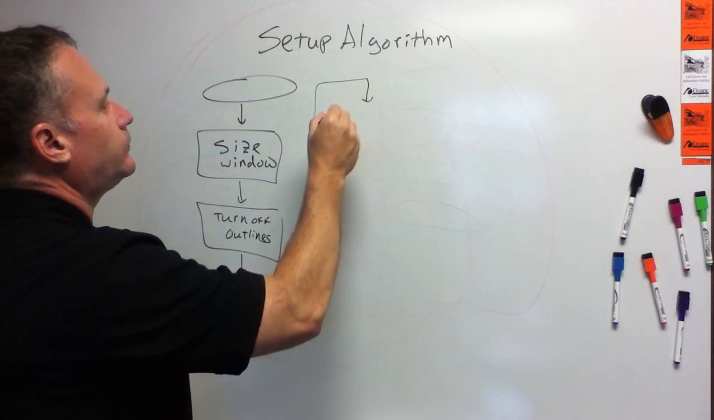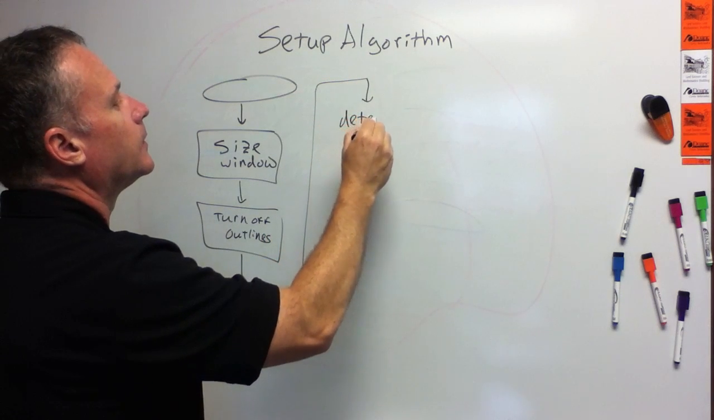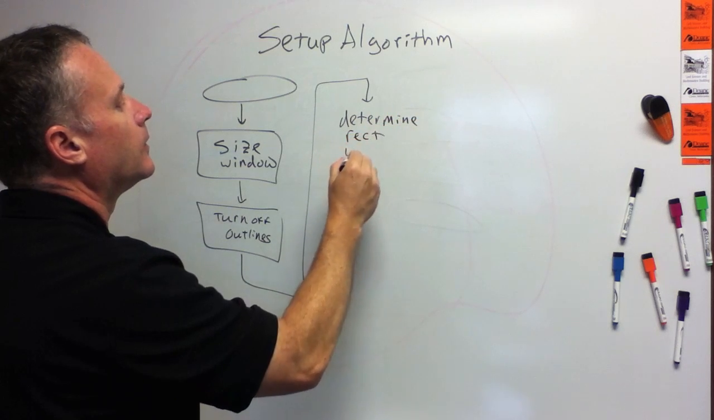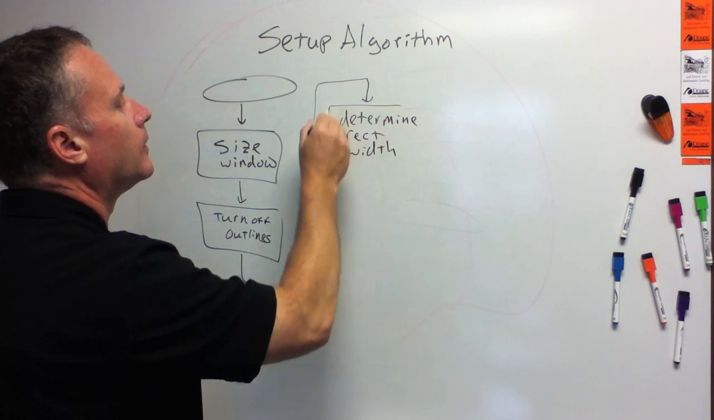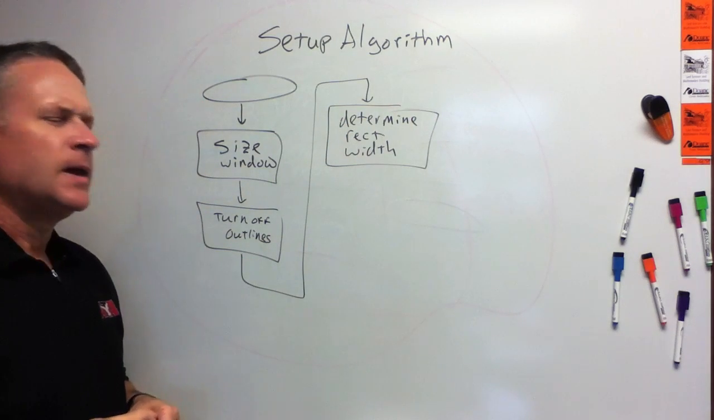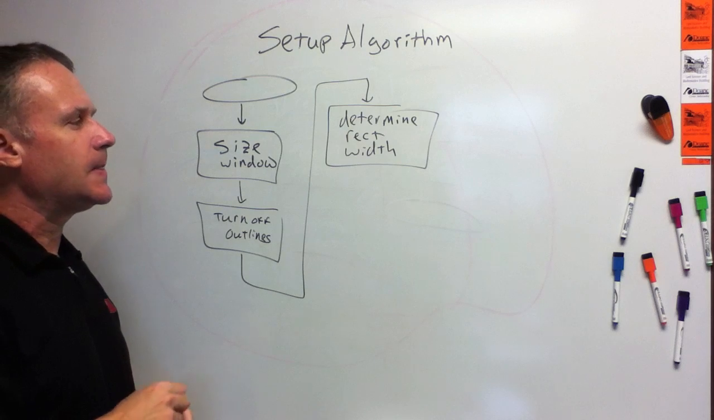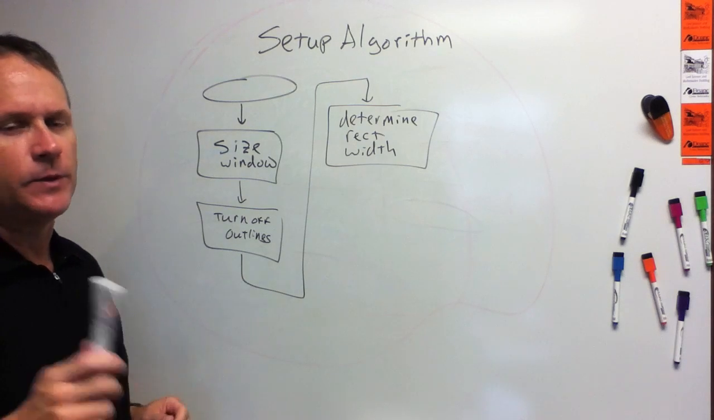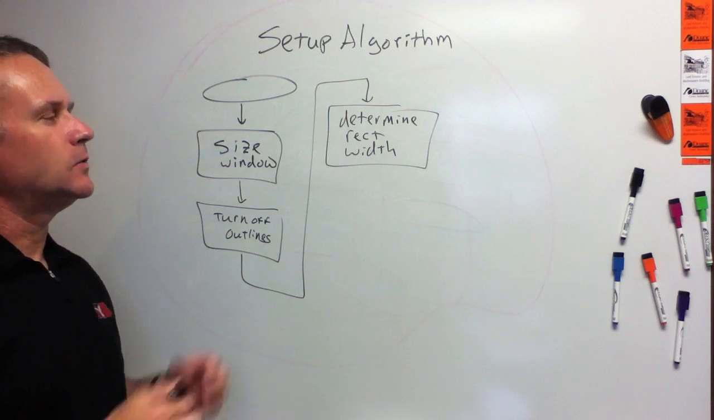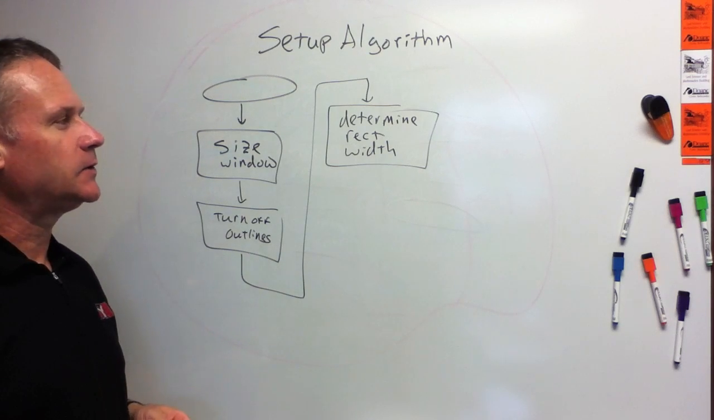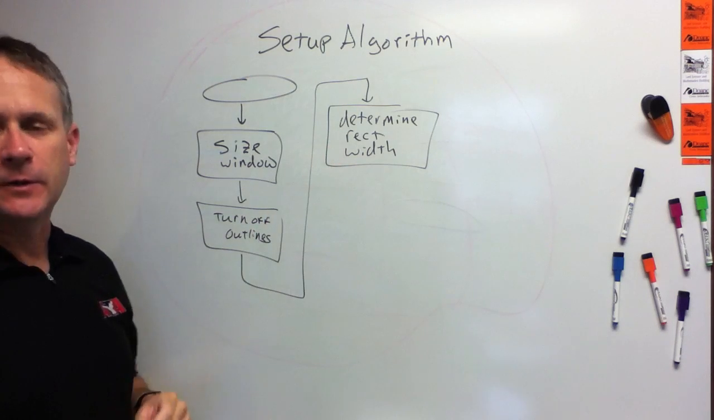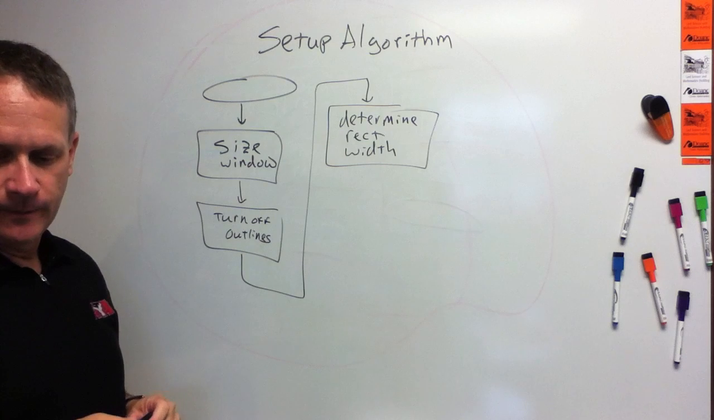Next, what we're going to do is determine the width of a rectangle. Okay? And actually, we're not going to do that. We're going to let the computer do that. The computer's good at math, so let it do the math. We need to know, based on the width of the window, how many pixels wide each rectangle should be. So that'll be a division problem that the computer can handle. So we're going to let it do that.